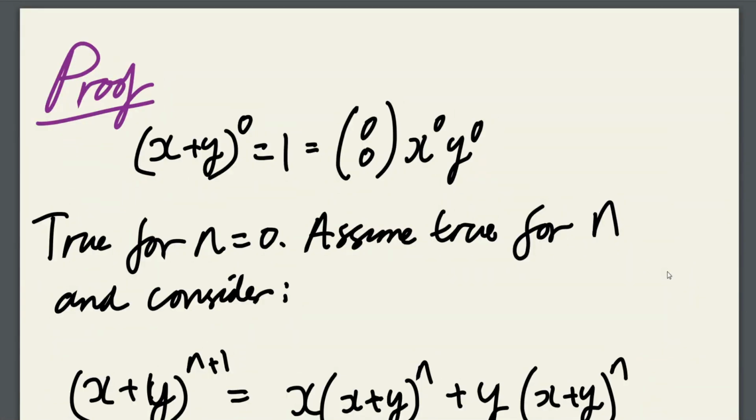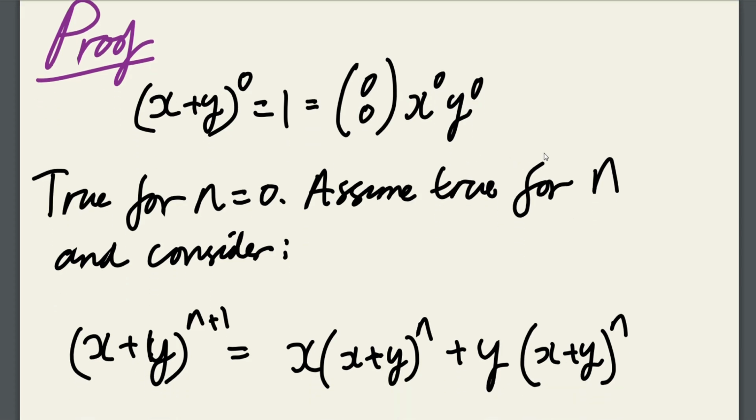Now that we've had a look at the theorem, and we've seen an example, let's have a look at the proof. In this case, we're going to use induction, and we're going to start from n equals 0. So let's check our base case. (x + y)^0 is equal to 1, which is equal to 0 choose 0, x^0, y^0. Thus, we've established our base case.